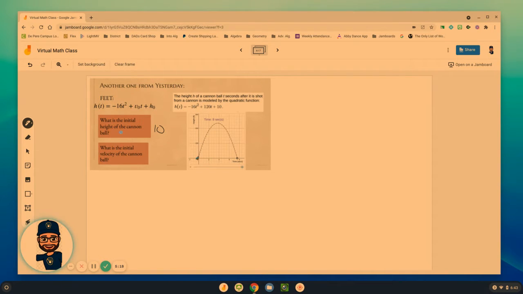And what was the initial velocity of the cannon? 120, because it's right in front of that t. So 120 feet per second. So in 1 second, it travels 120 feet up into the air, and it's going to keep going. And again, I'm just pulling the information out from the equation that they used to model it, based upon the formula, matching those up. I know it's feet because we're using negative 16.